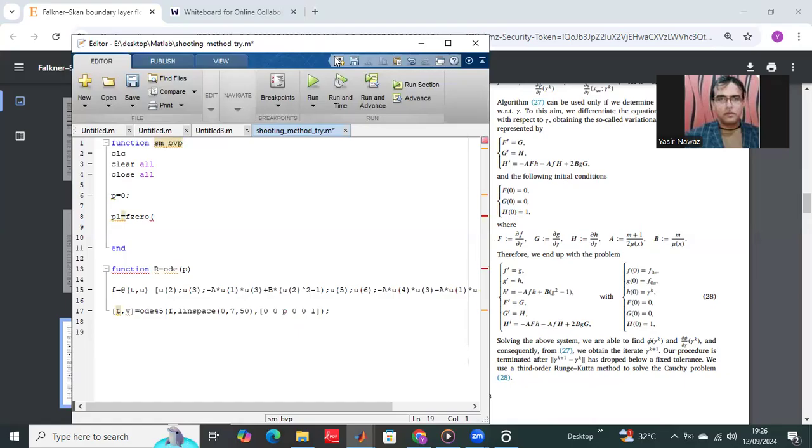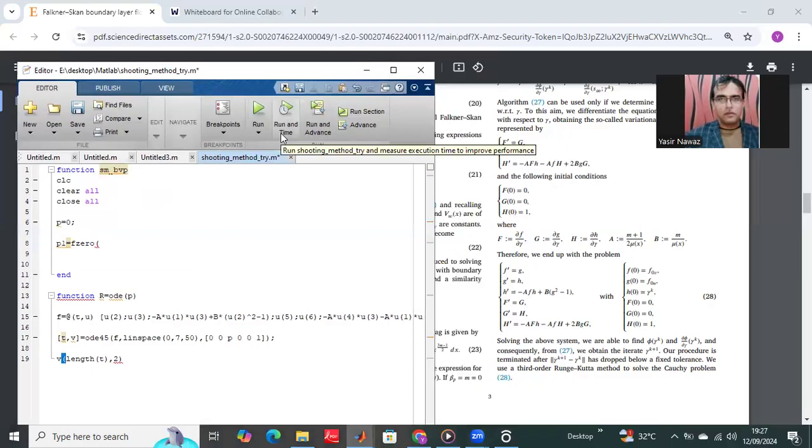Suppose at the last endpoint, because it's a variable v, the last endpoint will be represented by length of t. And because the boundary condition is given on the derivative, f prime, it is represented with index 2. It says f prime of infinity is equal to 1. Infinity means the right side, that's why I use length of t. Index 2 is used for the derivative, and length of t is for infinity.